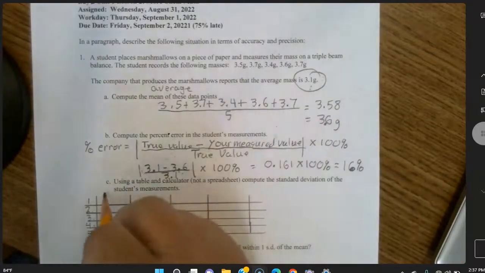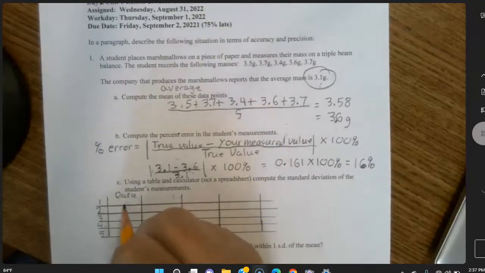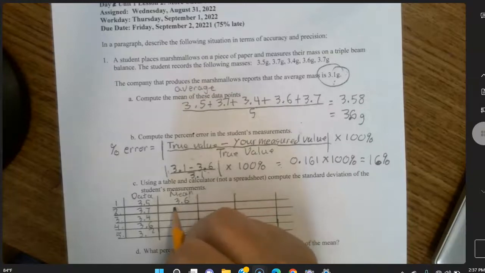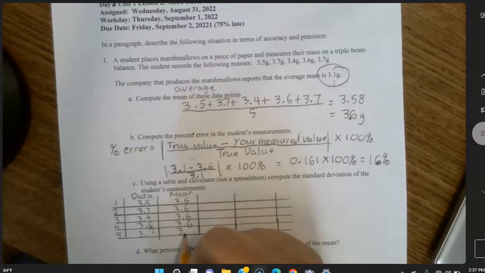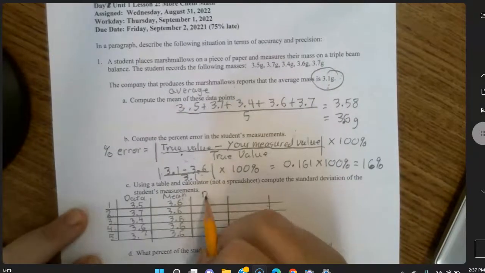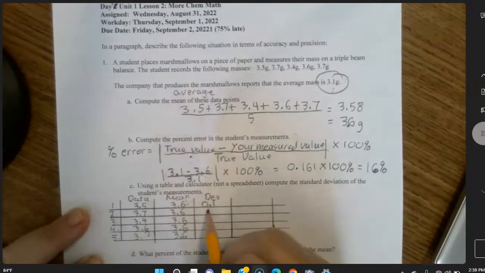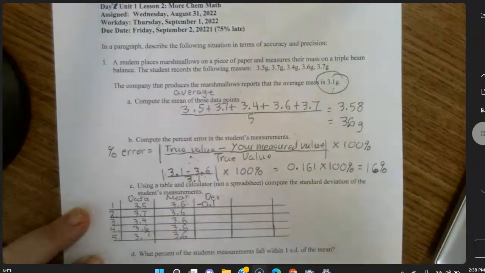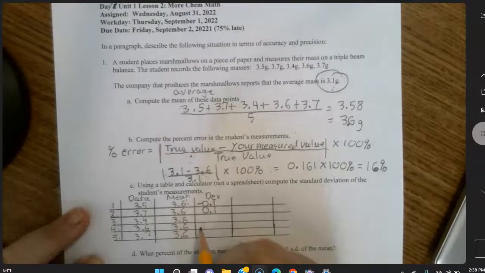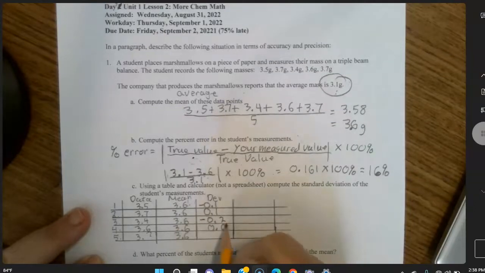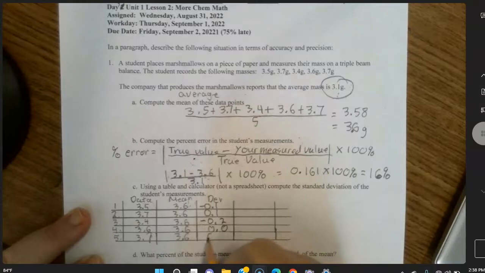Okay, so first is the data value, and those are just the numbers that we were working with, 3.5. Next is the mean, the average, what we came up with was 3.6. It's going to be the same all the way down. Now you have the deviation, or the difference. That's a subtraction. This number minus this, 3.5 minus 3.6 is negative 0.1. This is positive 0.1. 3.4 minus 3.6 is negative 0.2. 3.6 minus 3.6 is 0, and 3.7 minus 3.6 is 0.1.